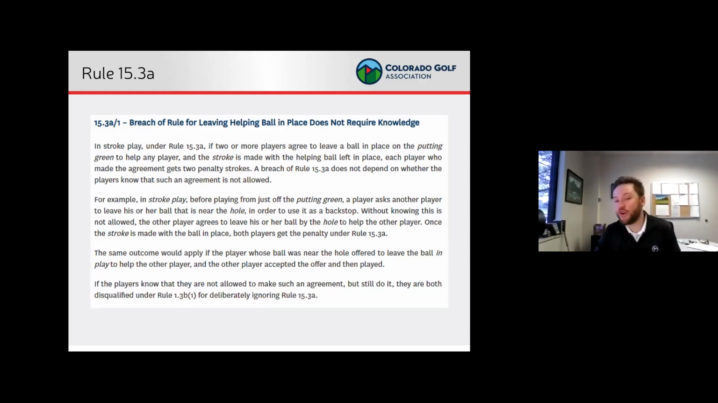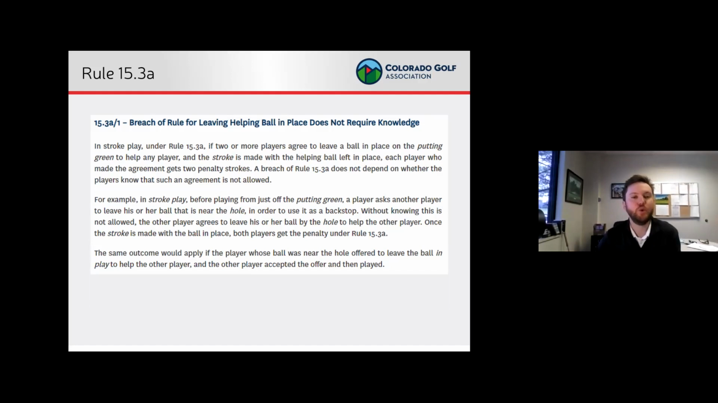And taking it a step further, in the first 3 paragraphs here, the rules are assuming that me or the other player doesn't know this isn't allowed. I'm just being nice. Hey, we're playing stroke play, but I'll leave my ball there. Totally fine. I'll let you backstop off it. Player says, thanks. In that case, player should have said, no, you need to mark it. We can't make the agreement. That's proper. But in any case, the player goes on to play the stroke. We're both penalized. Even if we didn't know it, doesn't matter. We're still penalized for breaching this rule here.